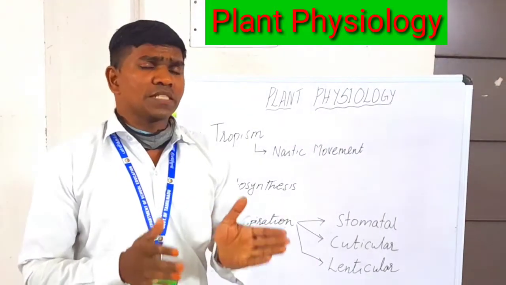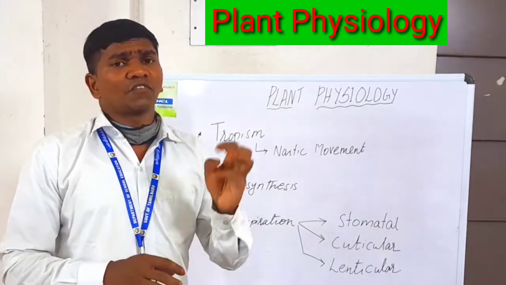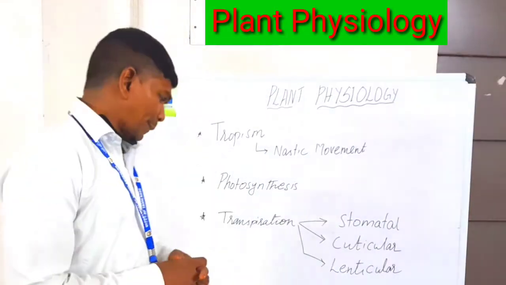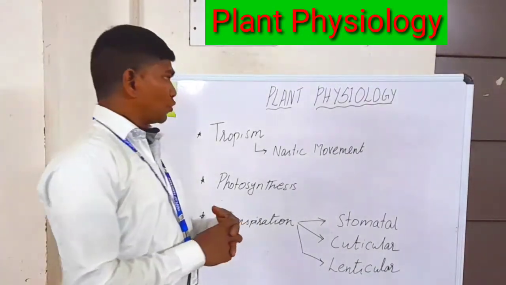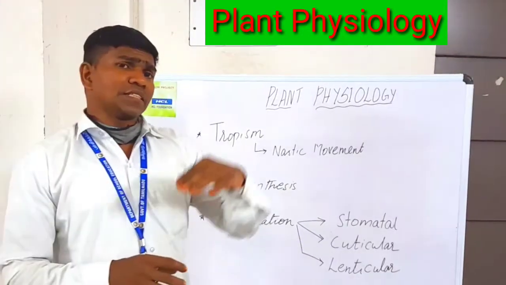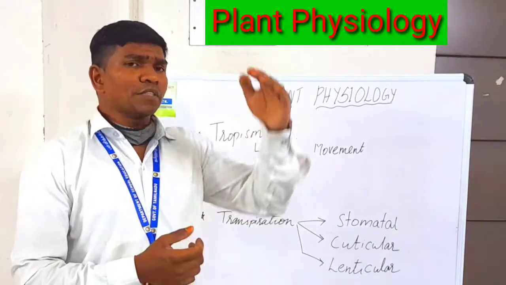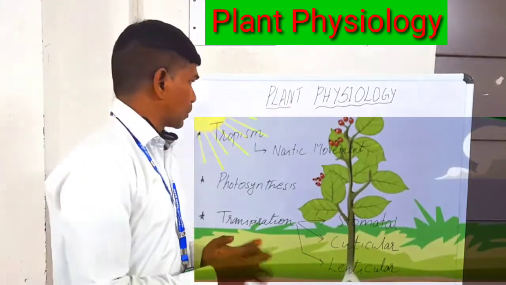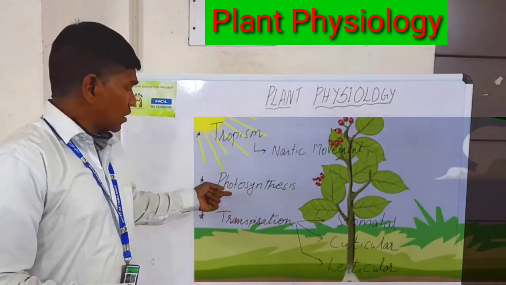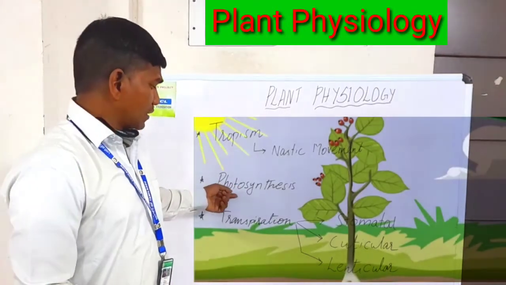Thermonasty: thermo means heat, so depending upon the heat the flower blossoming happens. It happens in tulip flowers. When you see tulip plants, when the temperature is high, they start blossoming. When the temperature is low, they won't blossom. The next is photosynthesis.